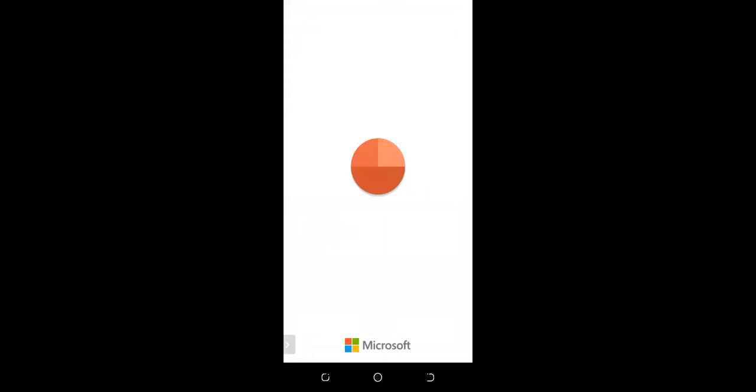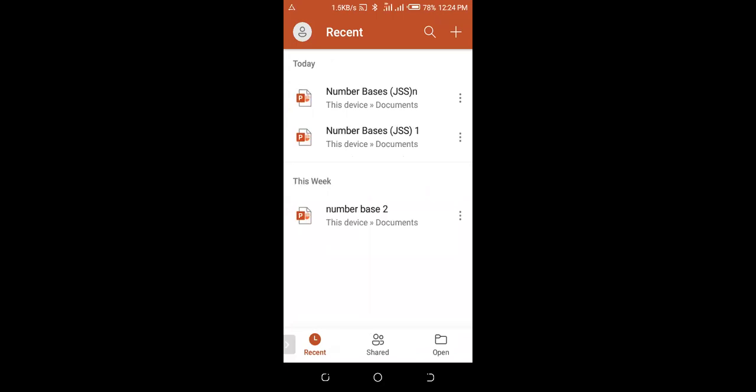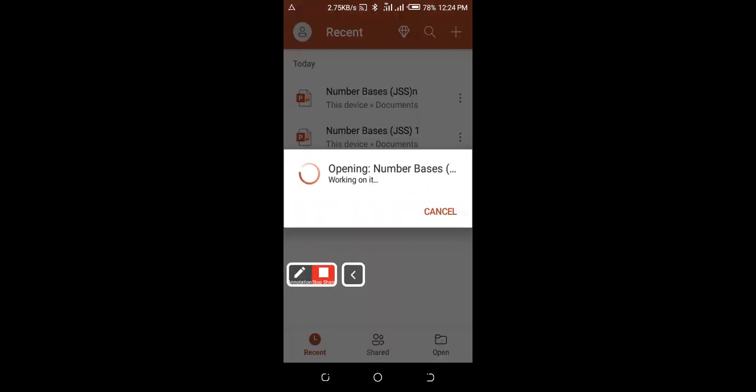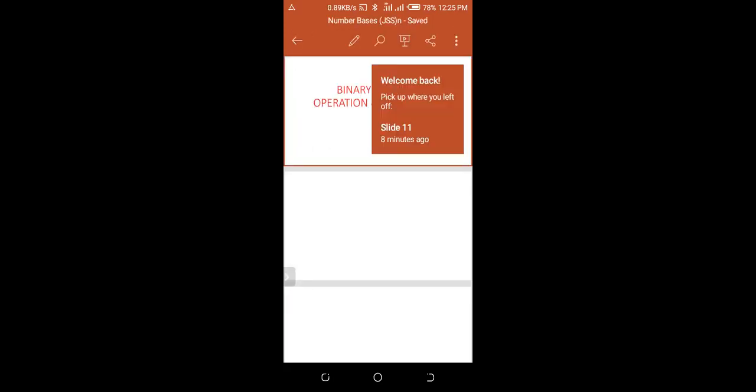As at the last class, we've dealt with conversion from one base to another. If you are given a number in base 2, for instance, you can convert it to base 10. Then if you have a number in base 10, you can also convert it to another base. So you can convert numbers from one base to another.